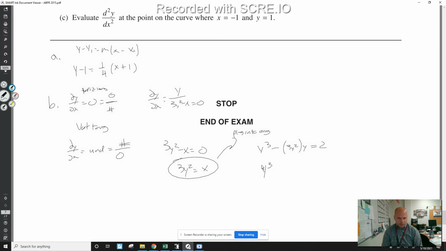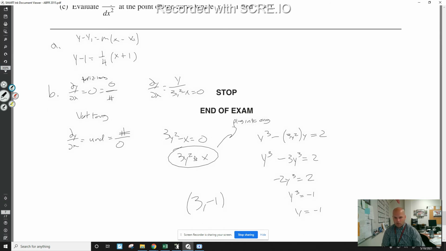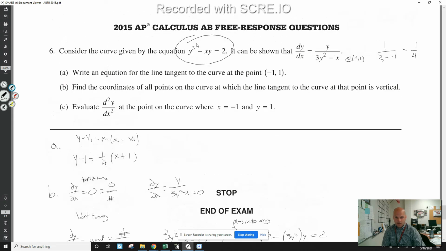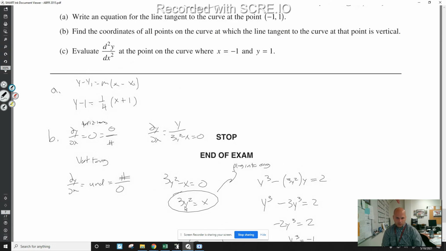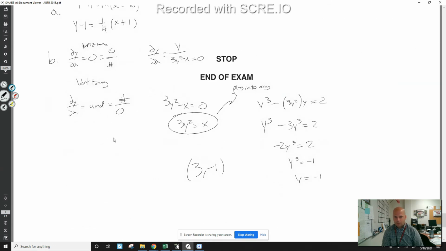Watch this. This is going to be nice. y cubed minus 3y cubed equals 2. Negative 2y cubed equals 2. y cubed equals negative 1. y, therefore, is negative 1. When y is negative 1, what's x? Negative 1 squared is 1, times 3. So 3, negative 1, making sure y is the second and x is the first. That's the only point I have, the only y coordinate. You can use either equation to find the x coordinate, so use the easier one.